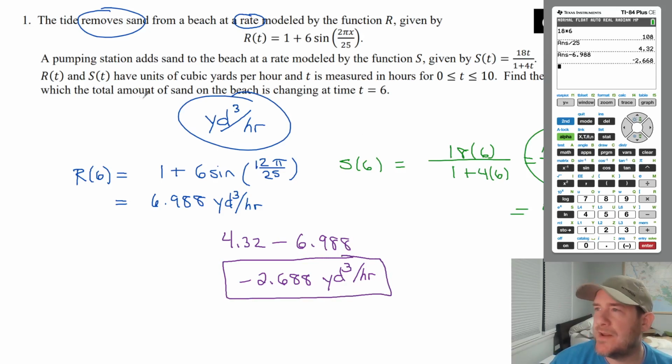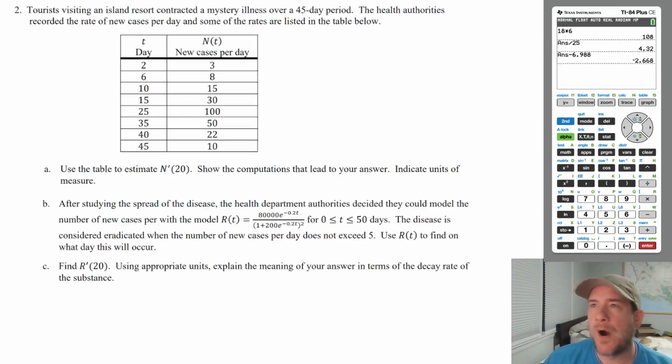So find the rate. It doesn't say anything about interpreting your answer, but if it did, you'd write a sentence that says, when time equals 6, we are losing 2.688 cubic yards of sand per hour. That's what's happening here. So at the 6th hour, the pumping station is not keeping up with the rate of loss. That's the idea. All right, number 2.